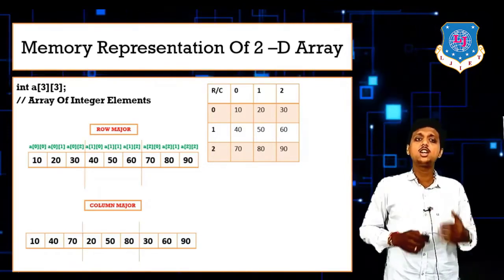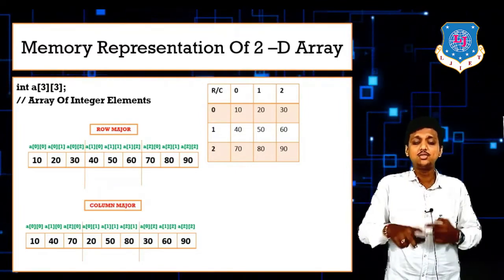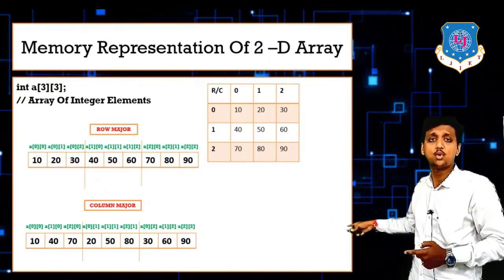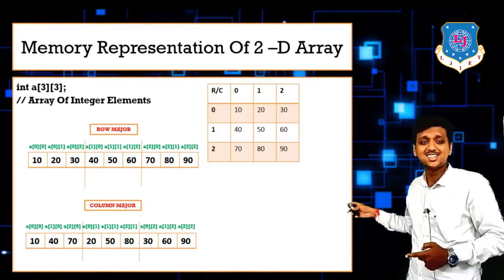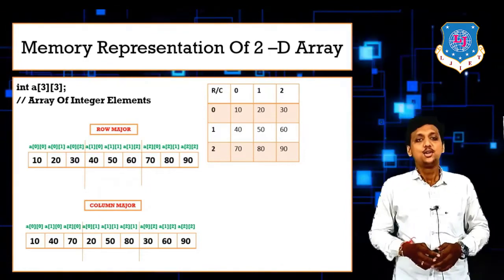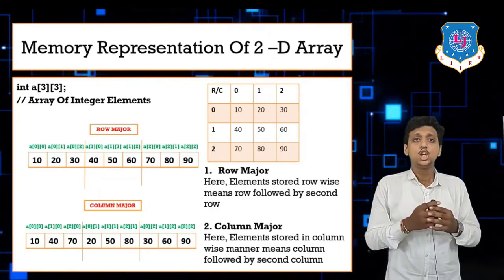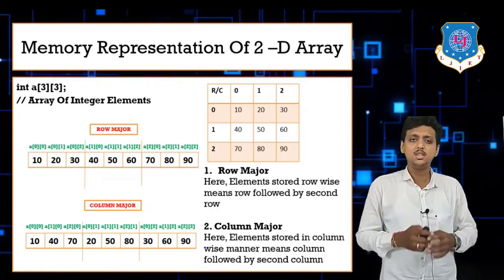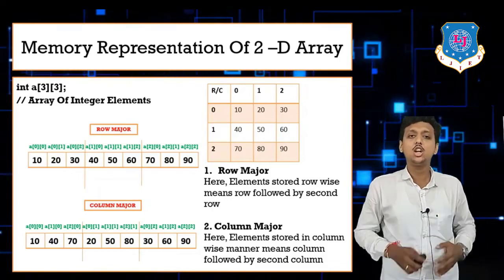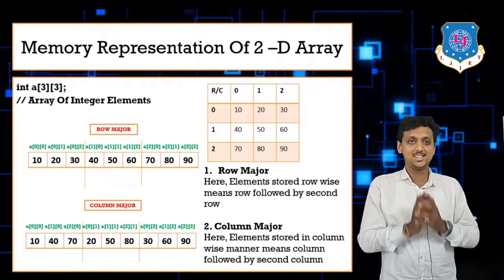So what will become the indexes for that? See now 10, after that I am writing 40. After that I am writing 70 because this is column major, not row major. Fine. So what do you mean by row major? Row major, students, means the elements are stored according to row wise. In column major, the elements are stored according to column wise.